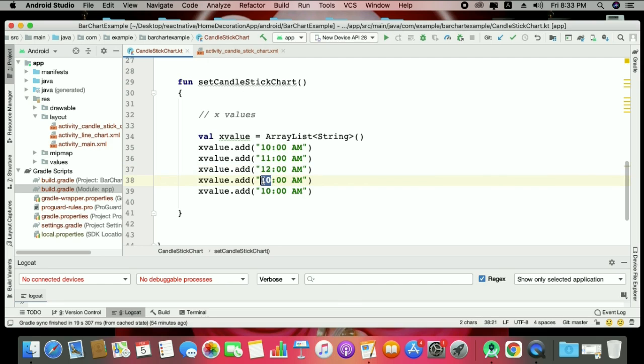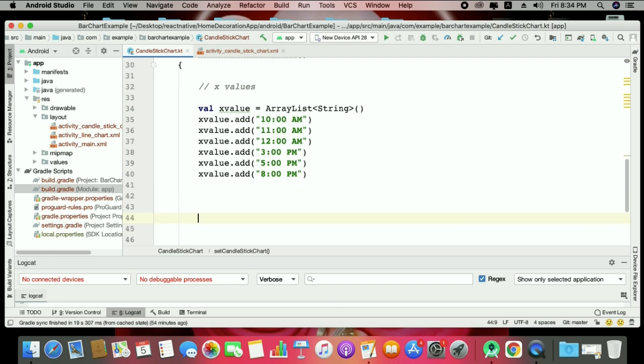Here you can say 3, you can say 5, and the value will be 8, and you can say that's your PM, PM, PM. So whatever you can do with this.